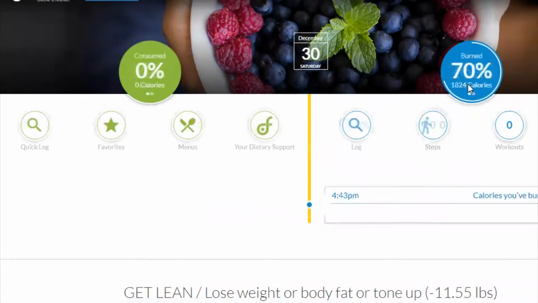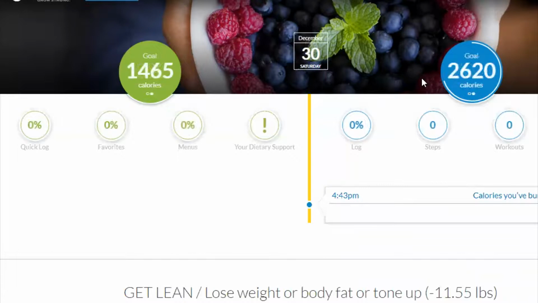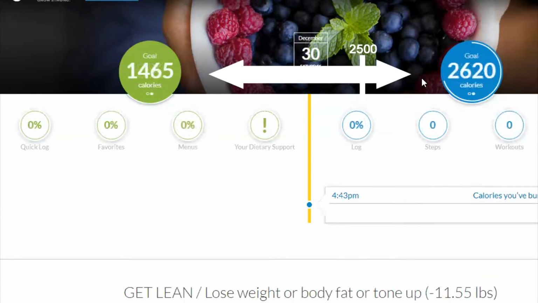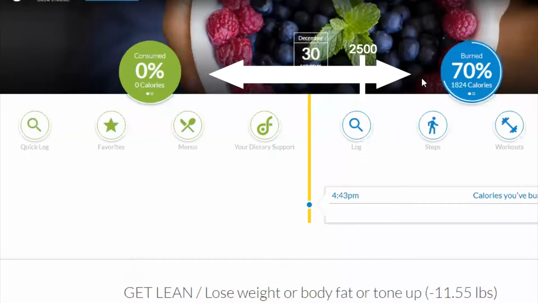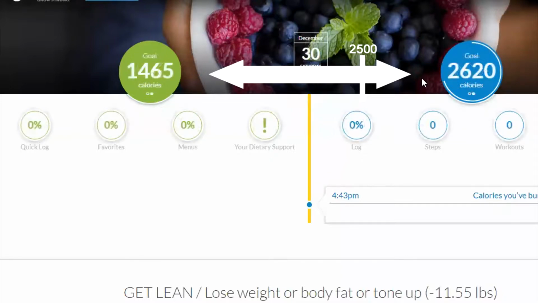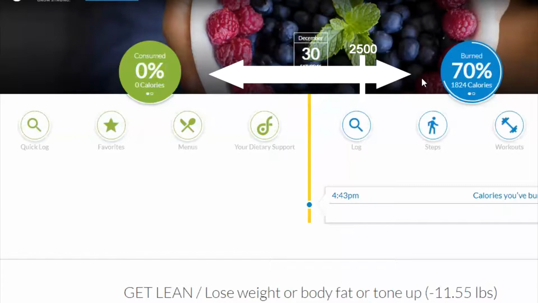What's important to understand here is that, providing I'm burning this many calories, even at 2,500 calories I'm still in a calorie deficit that's going to allow me to see body fat reduction, okay? Not real fast, maybe less than a quarter pound a week or even less than that. But at 1,465, I'm in a pretty significant calorie deficit.